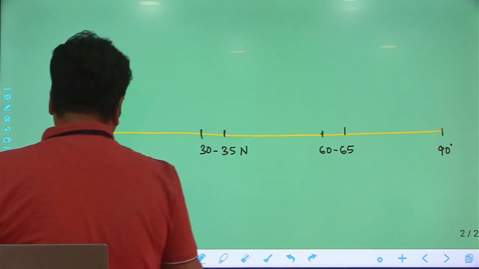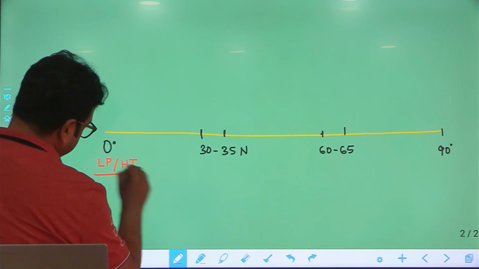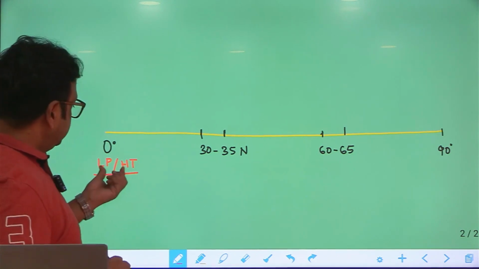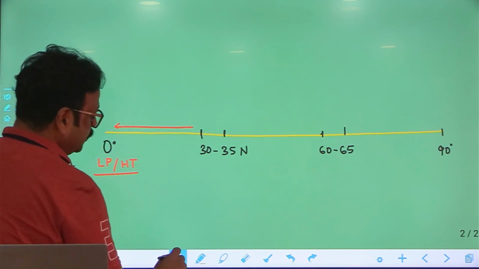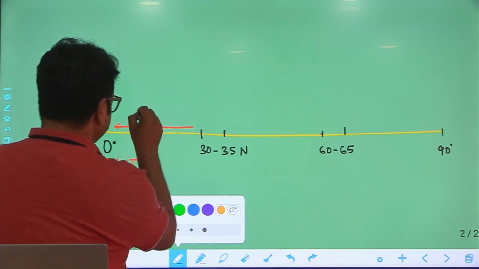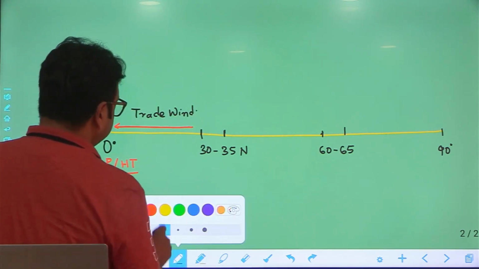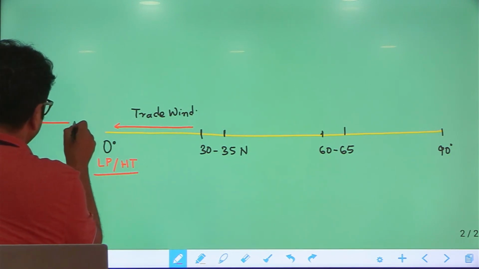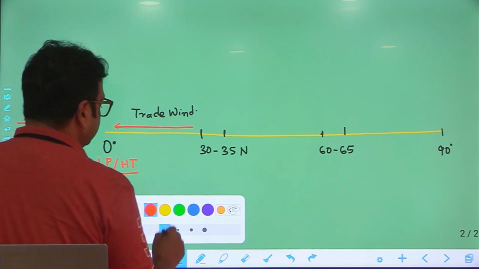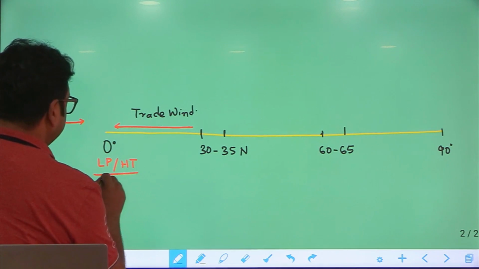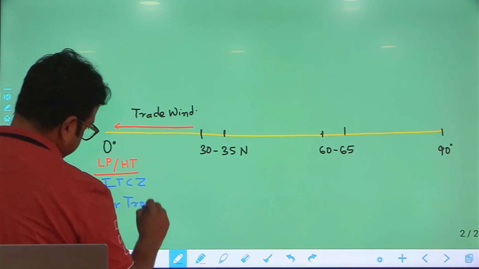As I told you, at 0 degree there is low pressure generated, why low pressure? Because of high temperature, as I told you, it is the equatorial low pressure belt. So what happened? There is a wind which starts blowing from the high pressure belt to this low pressure area, and this wind is called trade wind. Another trade wind is coming from the subtropical high pressure belt of the southern hemisphere, and both are meeting over this low pressure, high temperature zone. It is also being called ITCZ, that is the intertropical convergence zone.